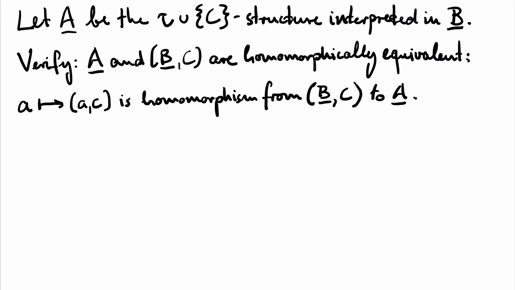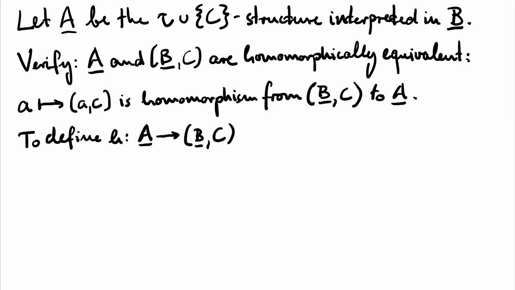And this is easy to see. If a1 up to ak is in the relation R, then (a1, c) and so on up to (ak, c) is in the respective relation of A. The relation capital C is also preserved because the pair (c, c) is in the relation for capital C in A.